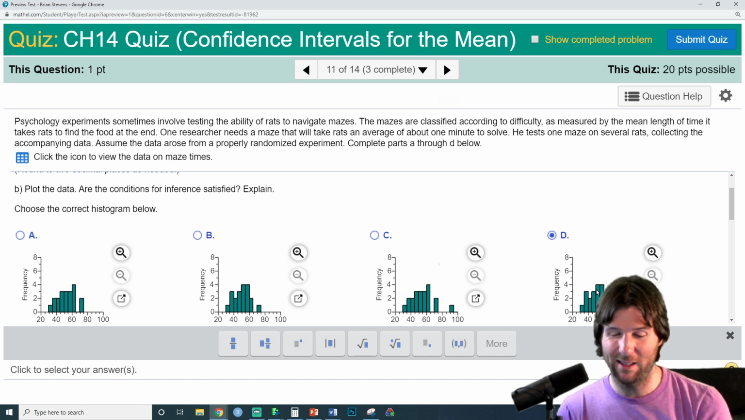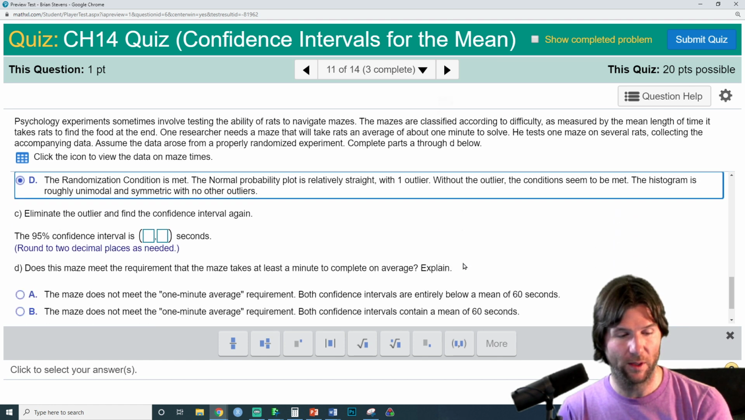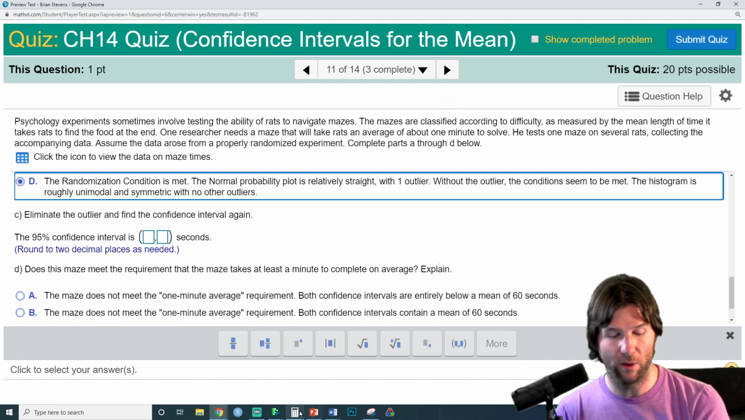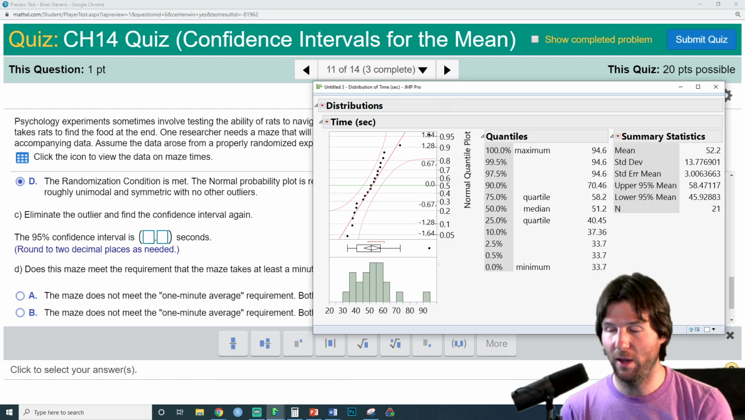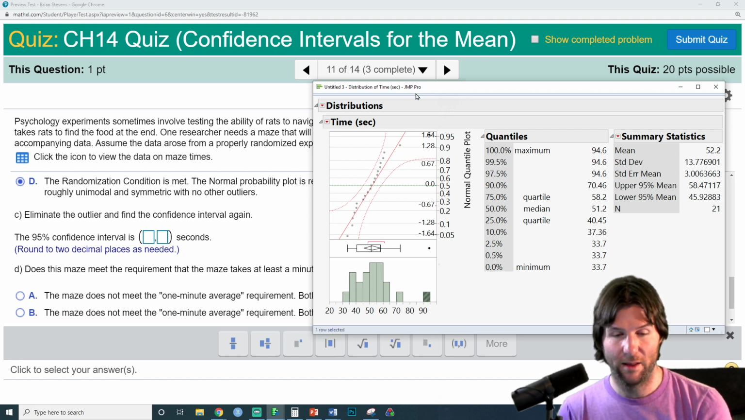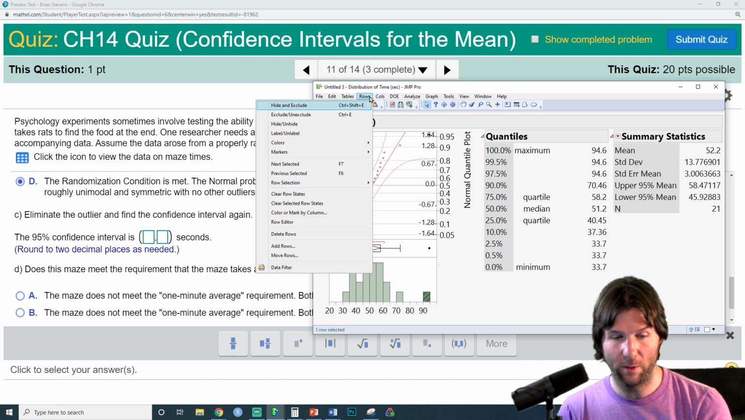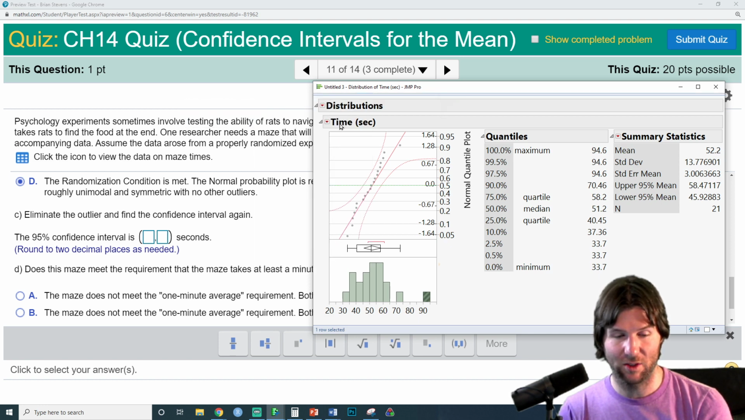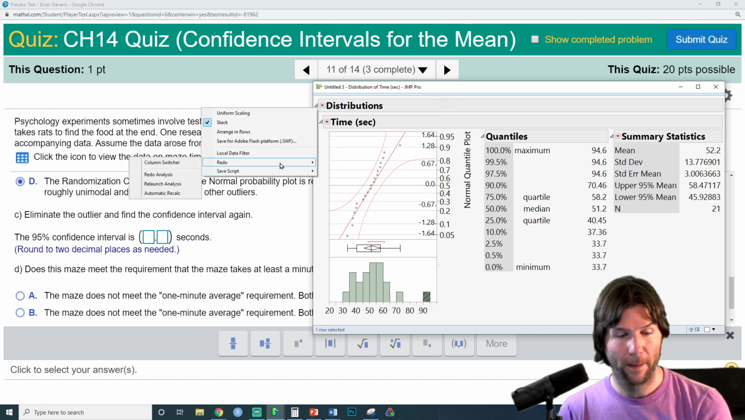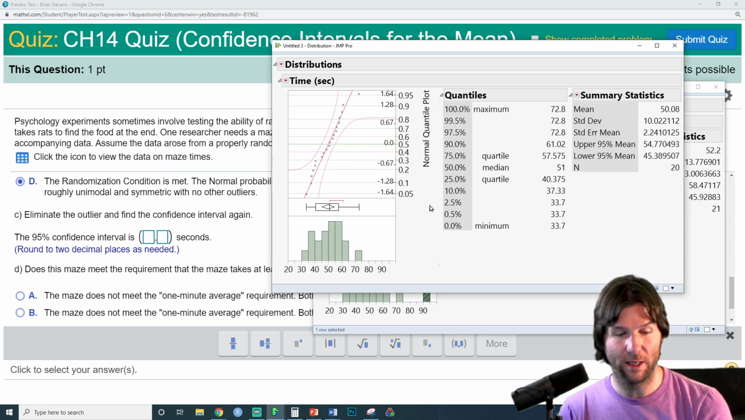It might look like it has a second little mode, but it's really just one mode. For the last part right here, we're going to eliminate that outlier. So let's go ahead and eliminate the outlier right here. We're going to click on this, and then we're going to go to rows, and then to hide and exclude. We're going to go right here to the very top, go to redo, and redo analysis.